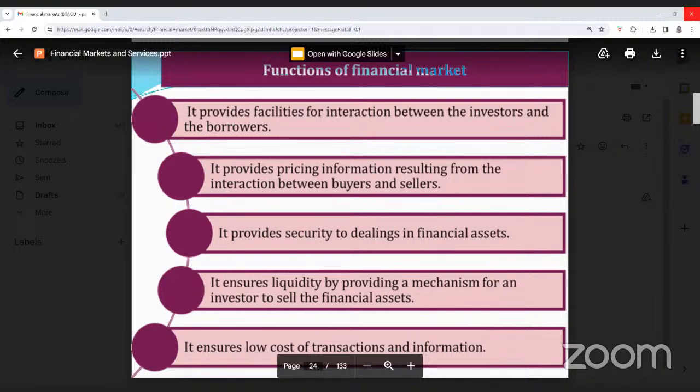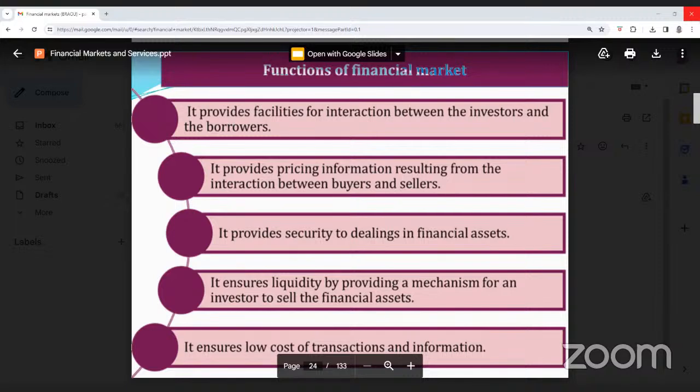It also provides pricing information between the seller and the buyer. If I want to buy any property or asset, the seller has to fix the price. Bargaining is also done between the buyers and sellers, and that is also made in the financial markets only. And it also provides security. Are you getting my point?